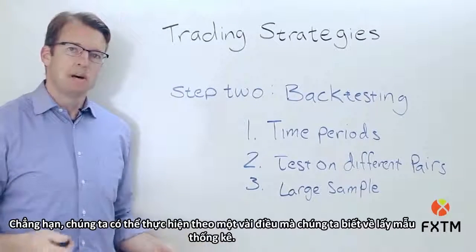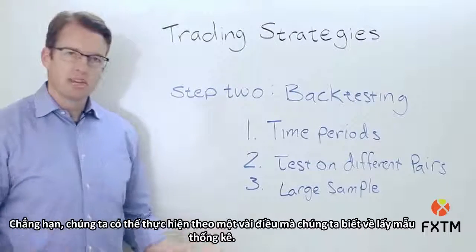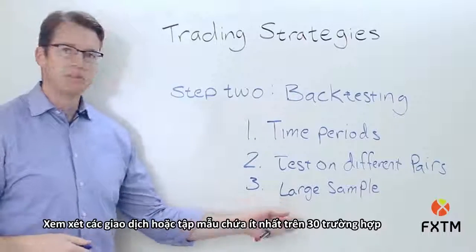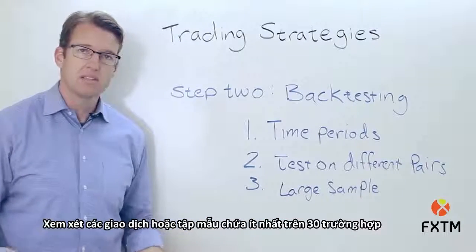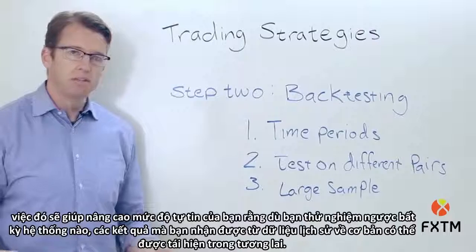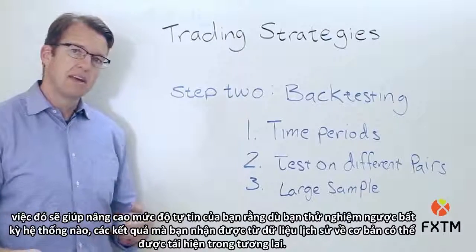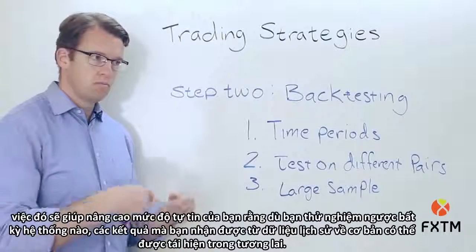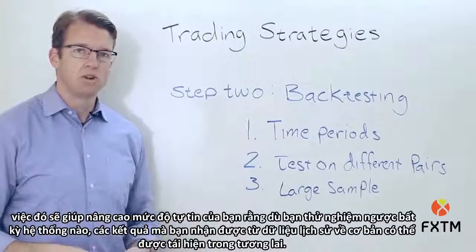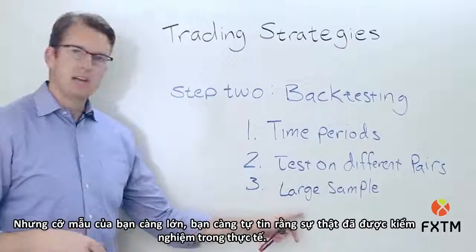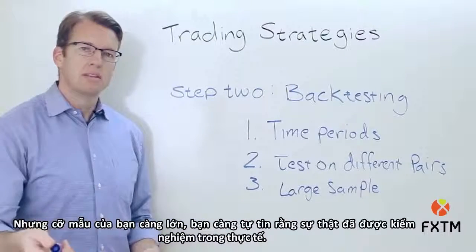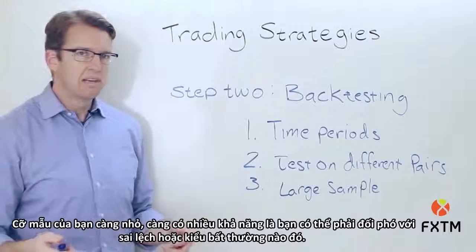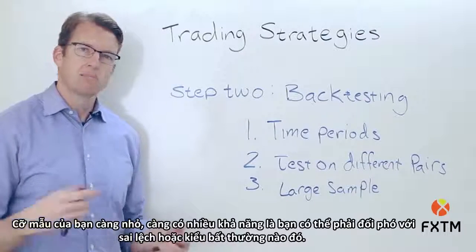So, for example, we might defer to some of the traditional things that we know about statistical sampling. Looking at a sample set of at least more than 30 trades or instances is going to help improve your confidence level that the results you're getting from historical data for whatever system you're backtesting are likely to be replicated into the future. But the larger your sample size is, the more confident you can be that that is in fact going to be the case. The smaller your sample size is, the more likely it is you may be dealing with an outlier or some kind of an anomaly.